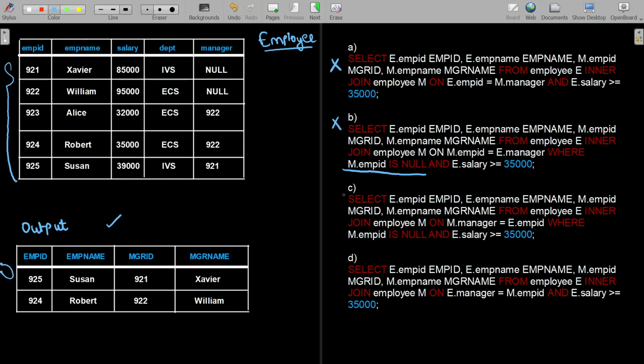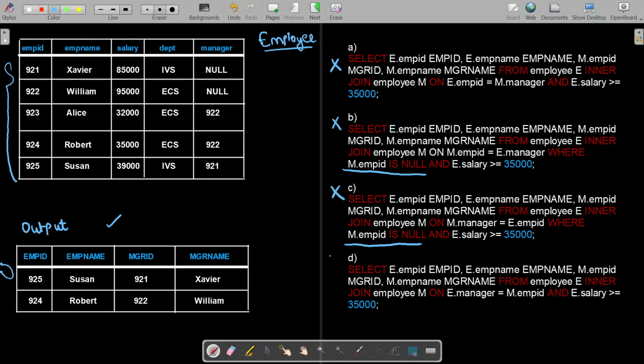And similarly in the C option, the where condition is the same, m.emp id is null. Again, we do not have any row in the emp id column that is null. So it cannot be our correct answer. Now, as we are left with only the D option, we know that this particular option is our correct answer. Let me know in the comment section whether by executing this query you're getting this particular answer or not. So this will be your task.